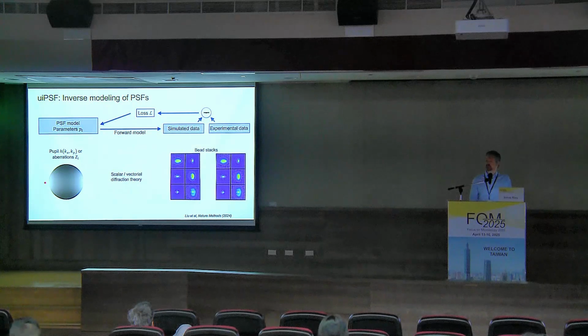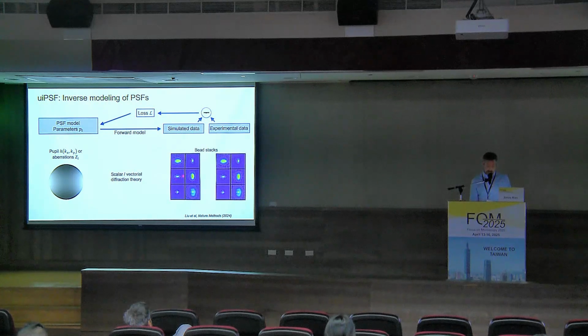We don't have to use voxel-based point-spread functions. We can also directly learn the pupil function, or even the pupil function expanded in the basis of Zernike polynomials. These are the aberration modes. The forward model is then the scalar or the vectorial diffraction theory to calculate how single emitters look like.